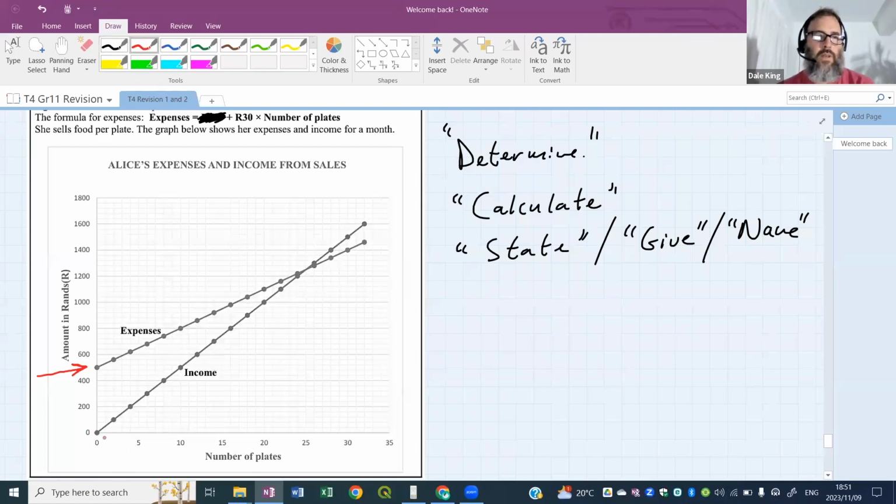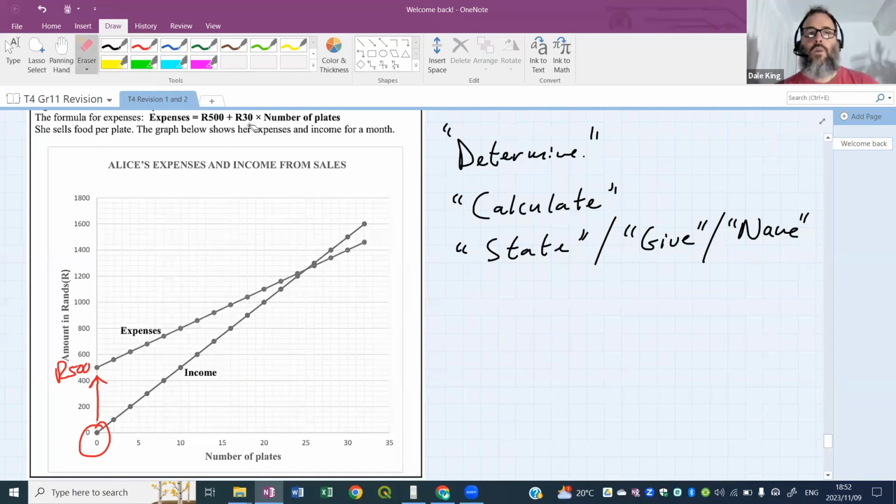If you go to where the number of plates is 0 and you go up there, that'll show you what your fixed expense is. So this expense line will have to start at a certain amount, and that's the 500 Rand shown on the graph. Where this expense line starts on the y-axis, that is showing you what your fixed expense is. So if they do this in the exam, they take away the fixed expense value in the equation, you can still determine it from the graph. Don't forget that.